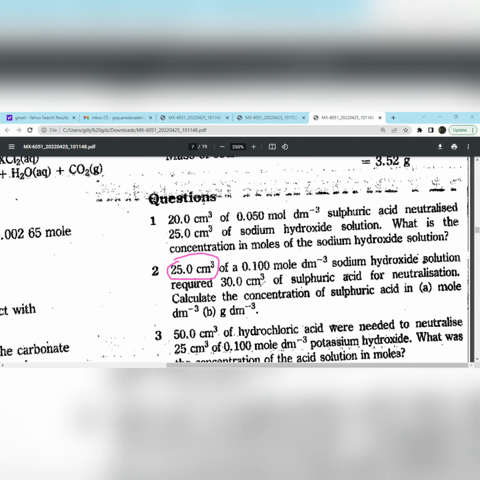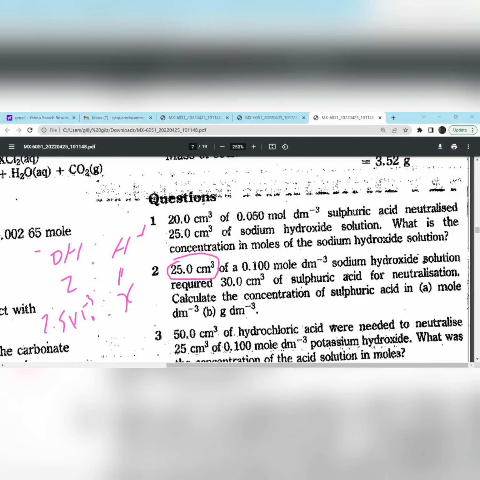So again, you would have to write the equation. We just did this, so you'd remember that the equation is OH, and I'll just write OH for sodium hydroxide, OH to acid, which is the sulfuric acid, is 2 to 1. So 2 moles of sodium hydroxide reacts with 1 mole of sulfuric acid. So if I actually have 2.5 times 10 to the minus 3 moles of sodium hydroxide, it's going to react with X moles of acid.